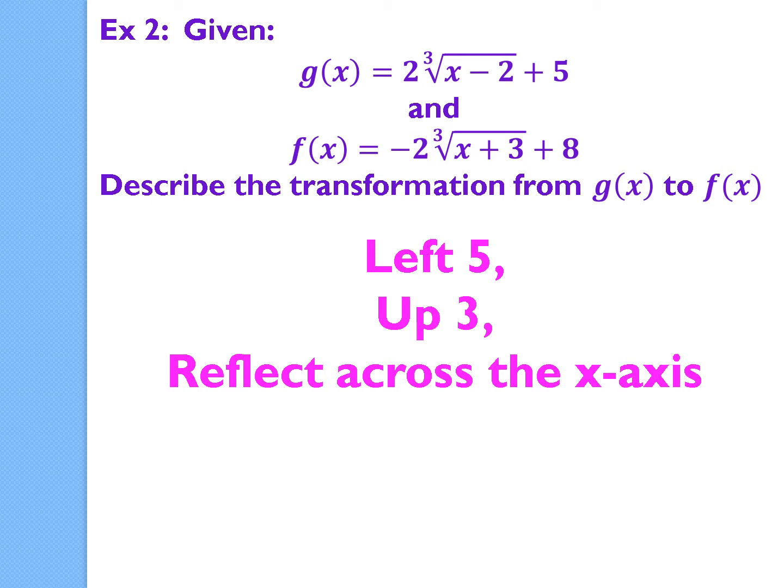Because I'm like, okay, for g of x I'm at 2, but for f of x I have to go all the way to negative 3. So 2 to negative 3 is left 5. I'm at 5, but I have to go to 8, so that's up 3. And then 2 to negative 2 is just the reflection across the x-axis.